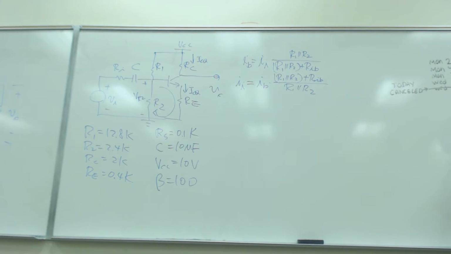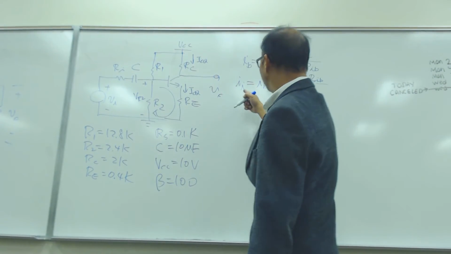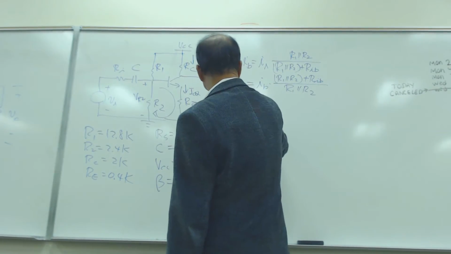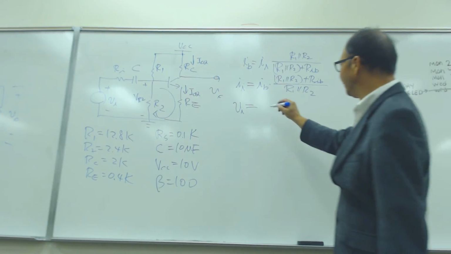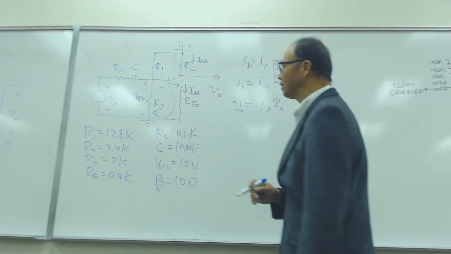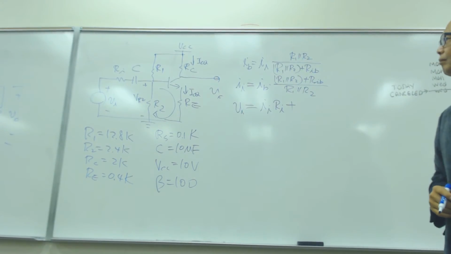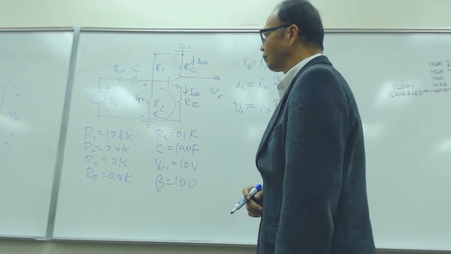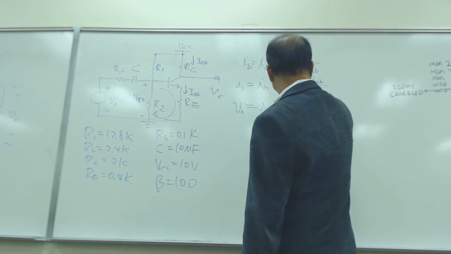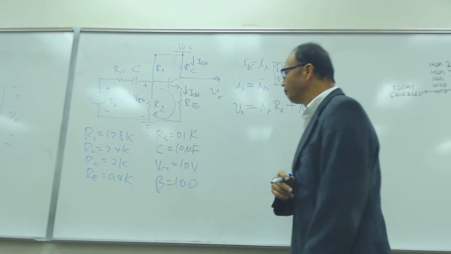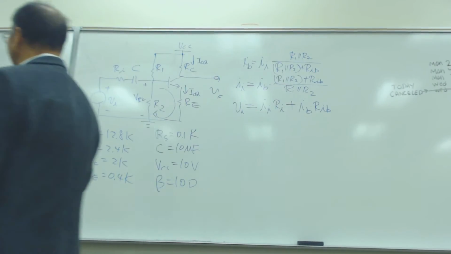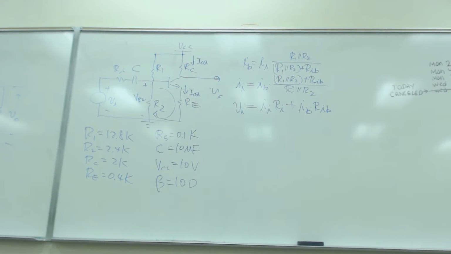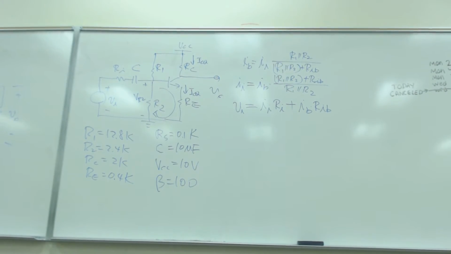So why am I doing this? Because this can lead to the expression for V sub I. V sub I is equal to I sub I R sub I plus I sub B times R sub IB. So V sub I is equal to the voltage drop here, which is I sub I times R sub I, plus the voltage drop here, which is I sub B times R sub IB.